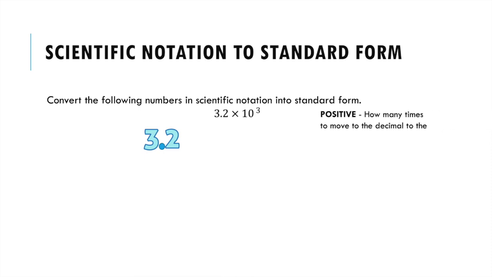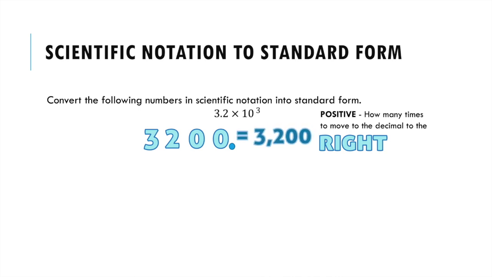When my exponent is positive, it tells me how many times to move the decimal to the right. So I'm going to move my decimal to the right 3 times. Let's do it. 1 time, 2 times, 3 times. Notice how I add a 0 in the empty spaces when I'm moving my decimal. You have to do that too. All right, so my number becomes 3,200 in standard form.